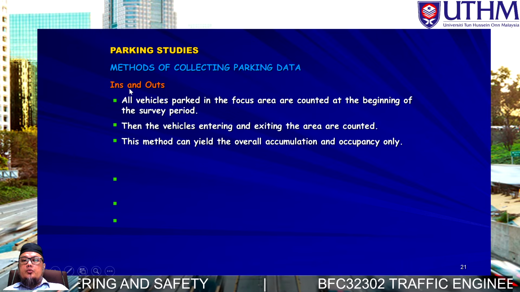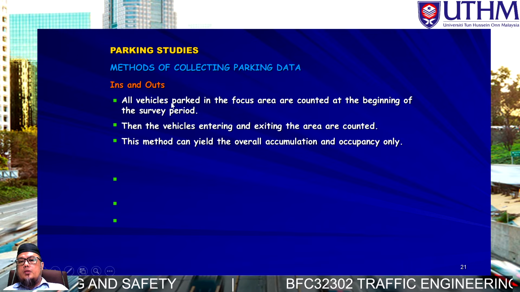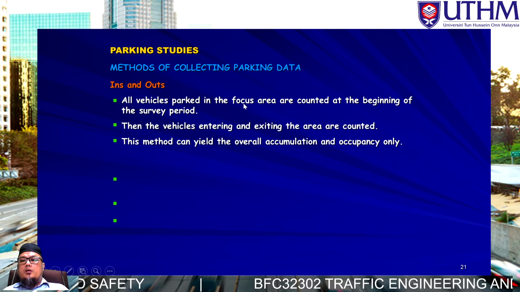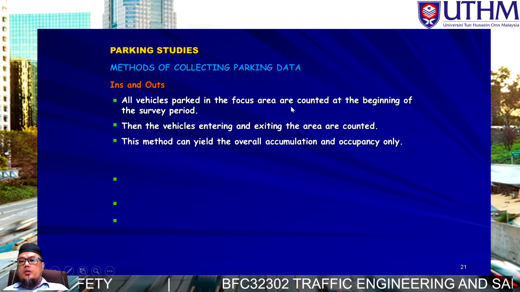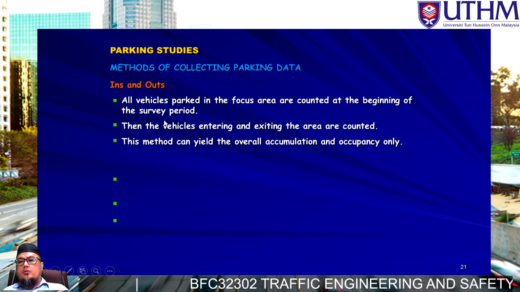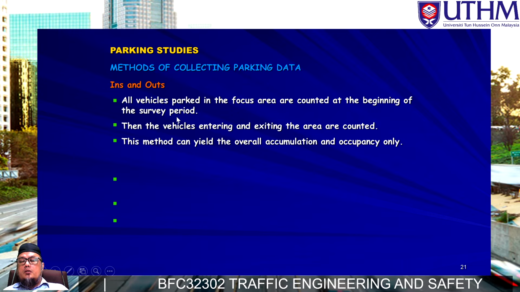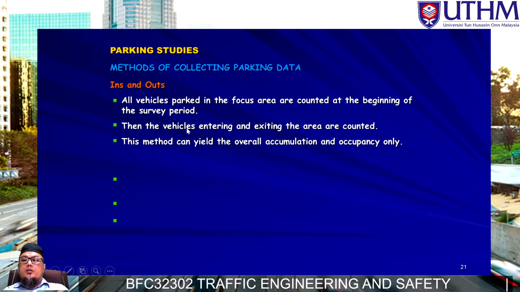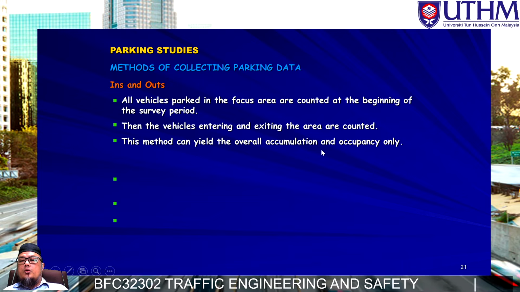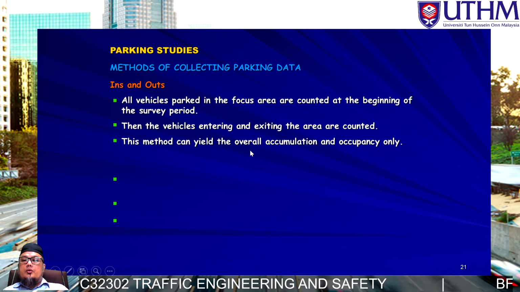Okay, the methods of collecting the data. First, a simple one, in and out, where we observe all the vehicles going in and going out for a specific location within a specific survey period. This method yields overall accumulation or occupancy only. So we look at one shot only.